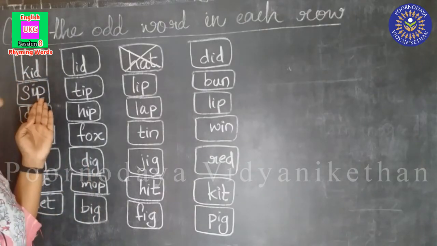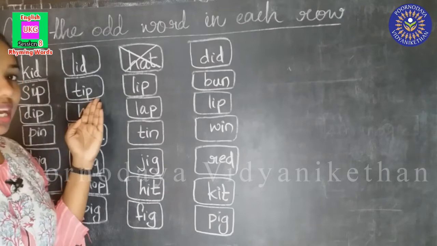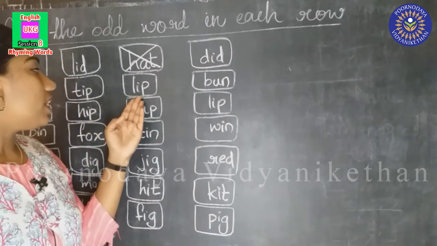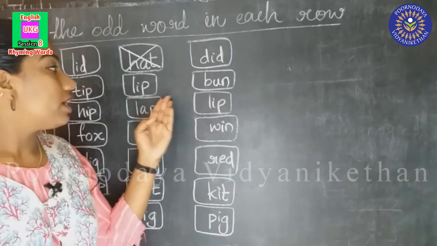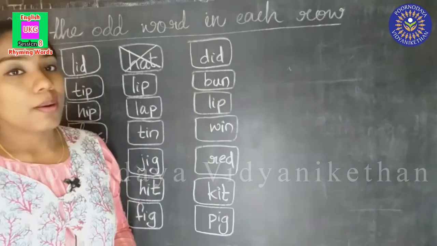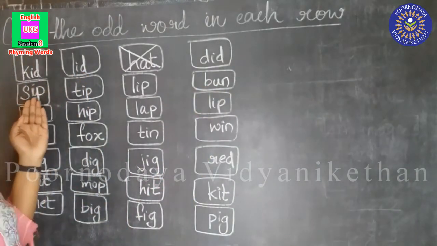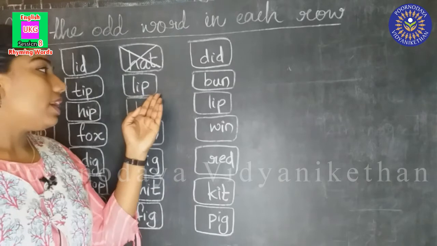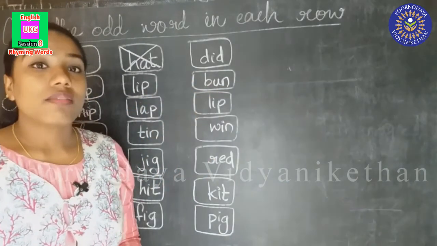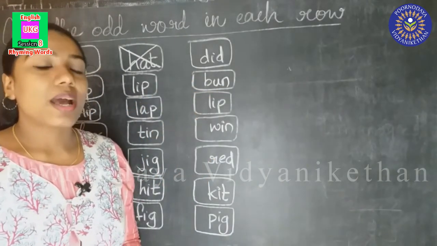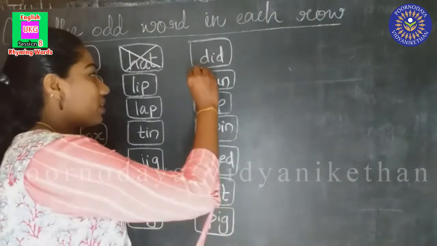Now we'll do the next one. S-I-P, sip. T-I-P, tip. L-I-P, lip. B-U-N, bun. Sip, tip, lip, bun. Which is the odd one here? Bun is the odd one.